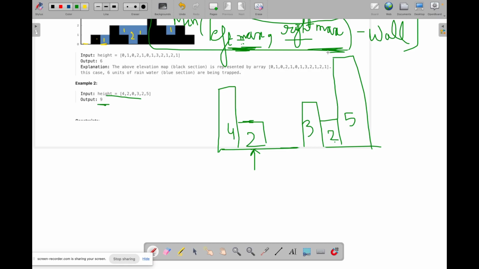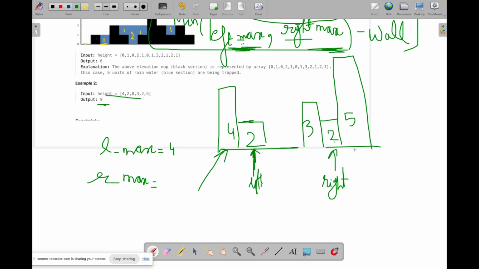Okay, so how can I figure out what the left maximum will be at this index, and what the right maximum will be? Okay, so let's say I am starting at this position. Okay, here is my left index, because I will calculate only these indexes, and here is my right index. Okay, and I am considering so far left max is 4, and I'm considering so far right max will be 5, the last index.